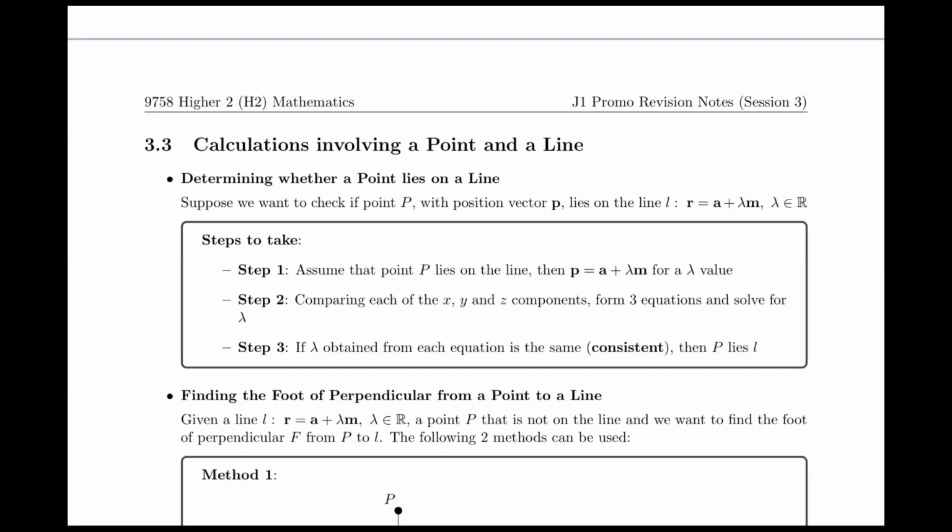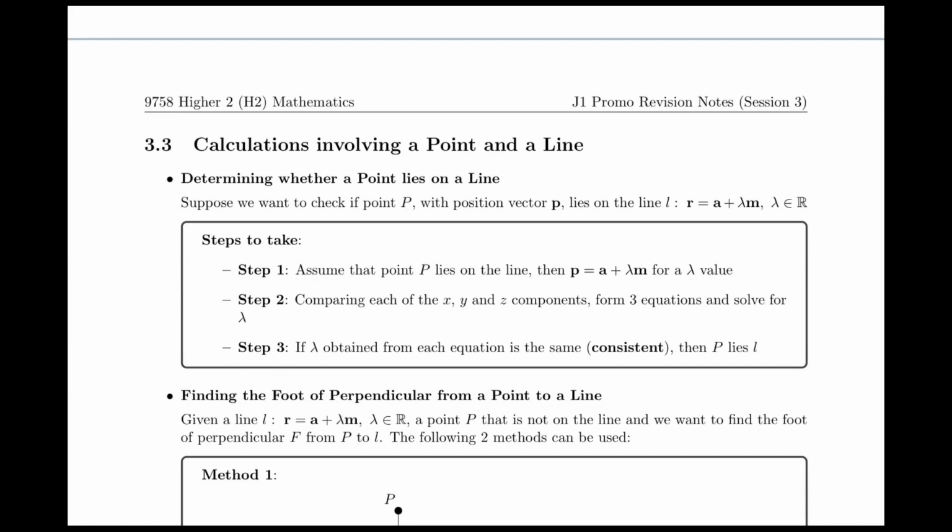What kind of questions can come up? How do you tell whether a point lies on a line? We go back to secondary school. If you want to tell whether a coordinate lies on a line, what do you do? Sub the point into the line. It's the same logic here. Sub the point into the line and verify that all the components are exactly the same. That's all. As simple as that.